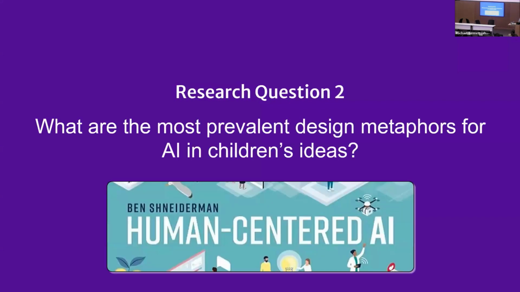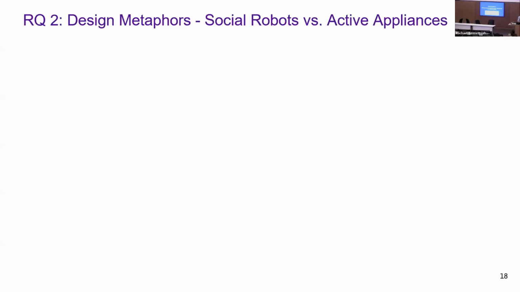We build on Shneiderman's seminal work on human-centered AI that calls for greater human control instead of full automation. We map children's ideas to Shneiderman's four pairs of design metaphors. Let us zoom into one of these pairs, what Shneiderman calls social robots and active appliances.